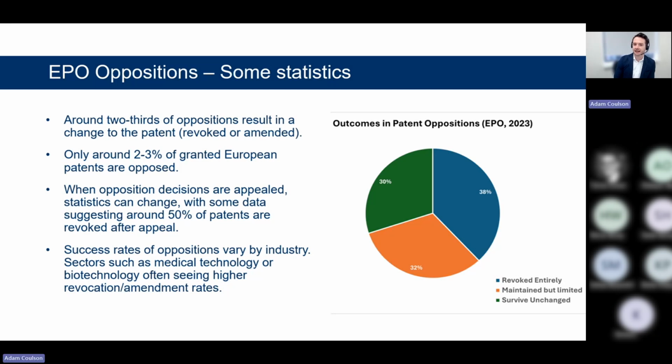Boards of appeal often set a higher bar to demonstrating an inventive step or that an invention is novel. This means that when an opposition decision which sided with the patent owner is opposed, the statistics tend to change in favour of the opponent, with up to 50% of patents being revoked after an appeal. Success rates of oppositions vary by industry. Sectors such as medical technology or biotechnology often see high revocation or amendment rates and therefore lower rates of patents being maintained as granted.